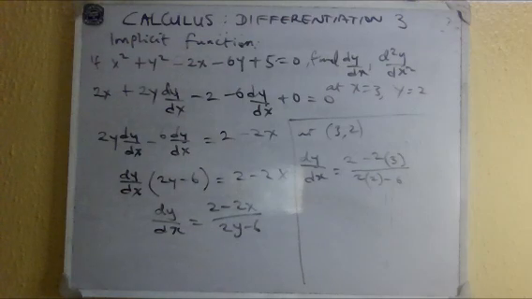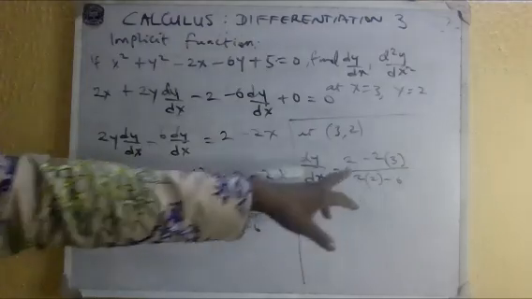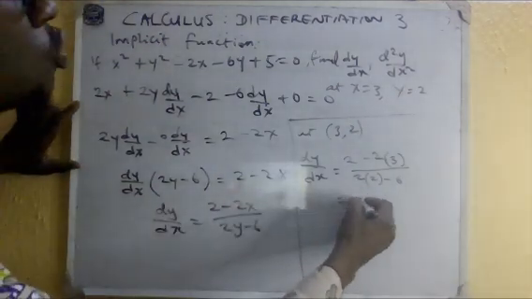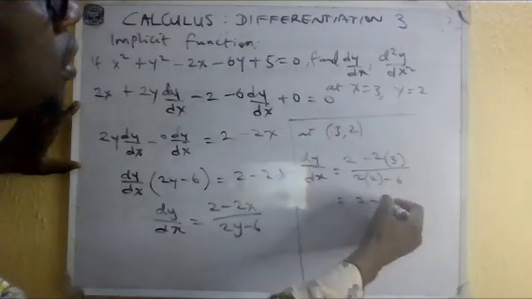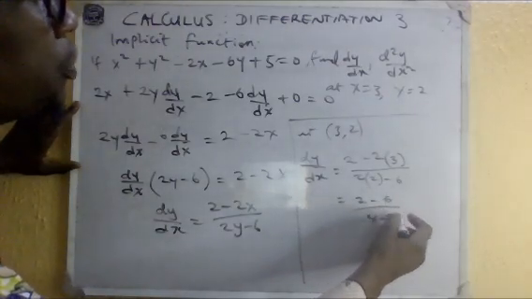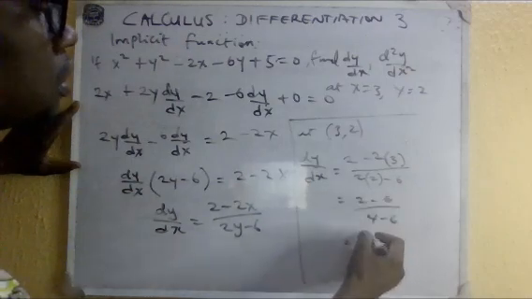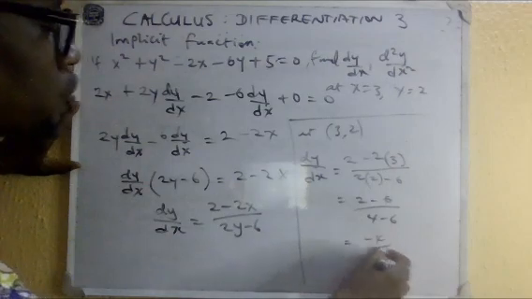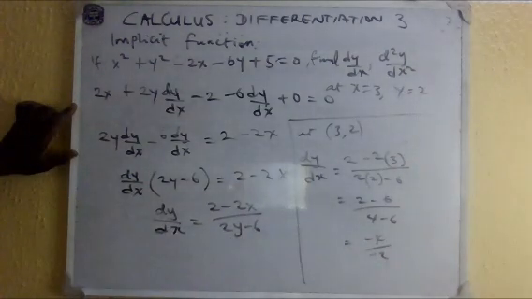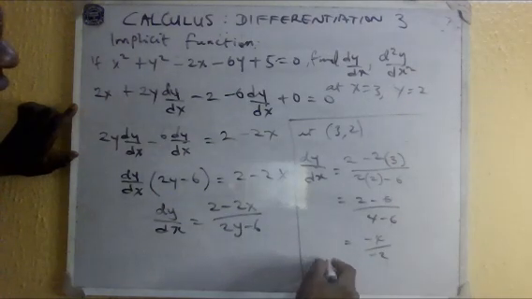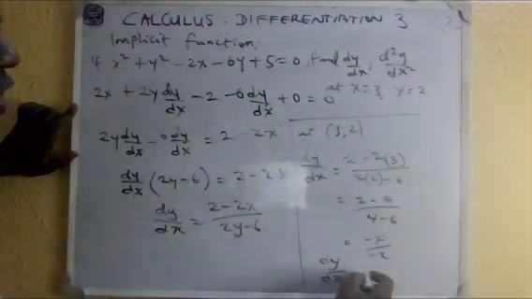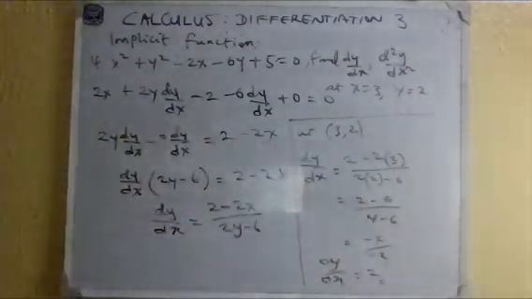Okay, are we good? So this is 2 minus 6 over 4 minus 6. This is minus 4 over minus 2. So dy/dx at this condition is equal to 2. Okay, so that's for that condition.